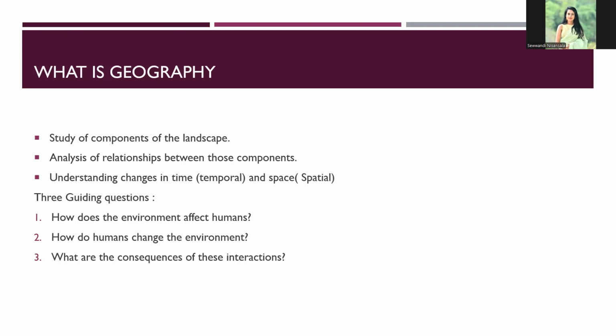What are they? First one is, how does the environment affect humans? I'll give you examples. In Sri Lanka's dry zone, low rainfall limits agriculture. Farmers there depend on tanks like Parakrama Samudra, built over 800 years ago. Without that ancient engineering, large-scale farming in that region would be impossible.